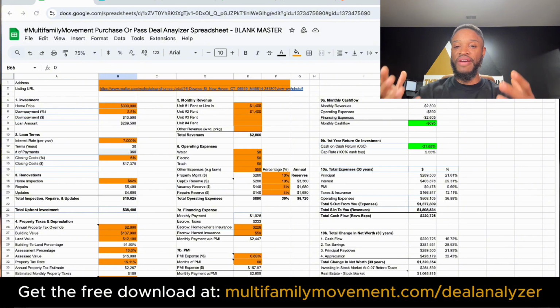A lot of people think that if the rents are greater than the mortgage, then that's a deal. That is not a deal. It is way more complex than that.